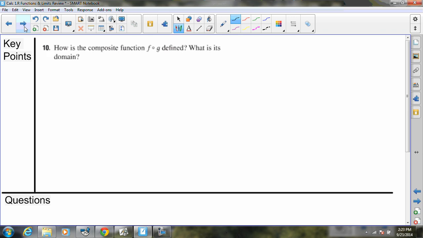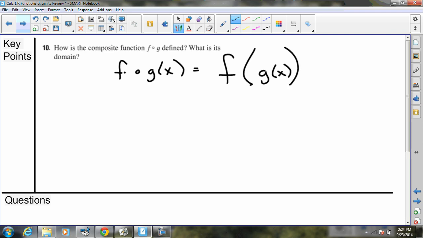Okay, how is the composite function f of g defined? f of g of x is f of g of x. What is the domain for this one? Well, it's going to be a little bit trickier because it's not like we can just do the intersection like we had done before.